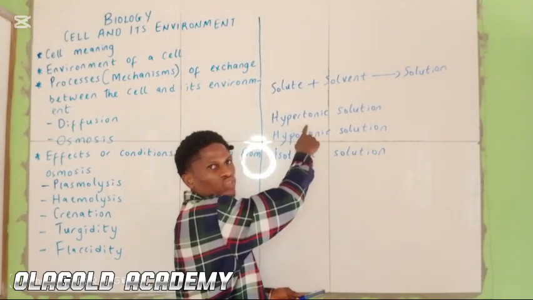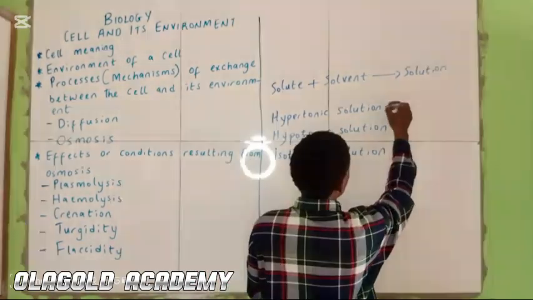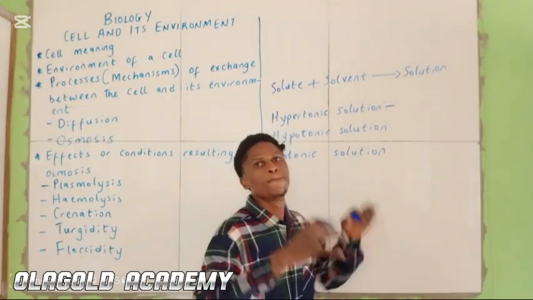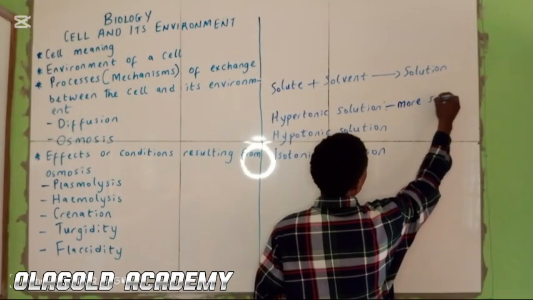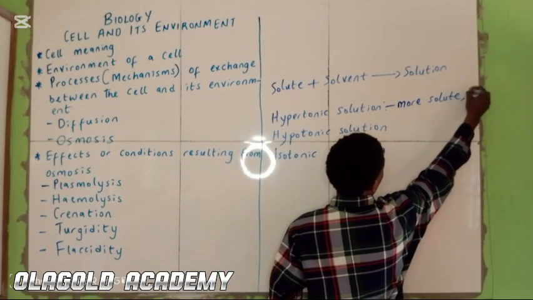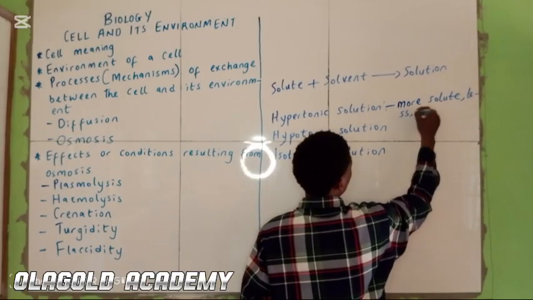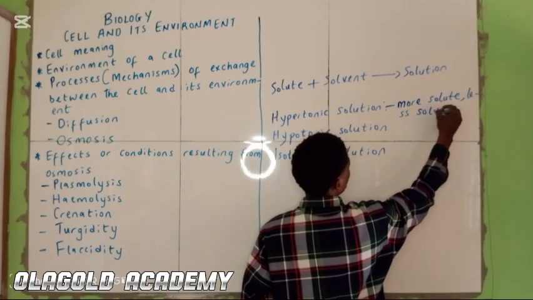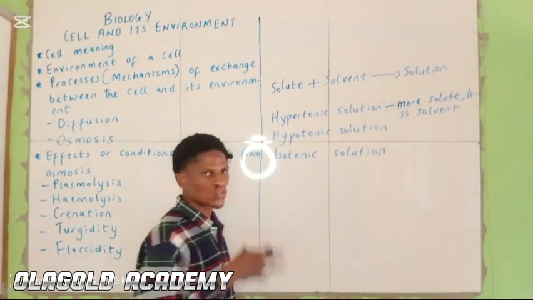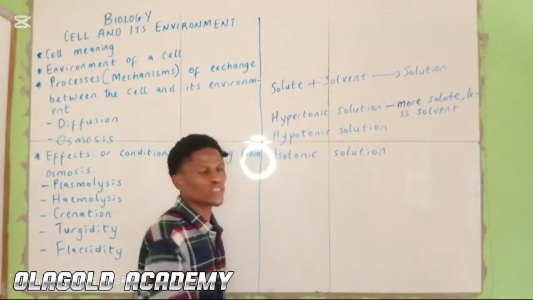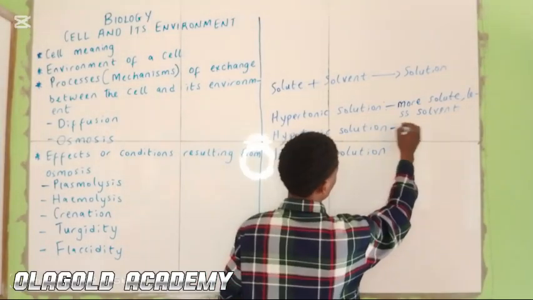Now, hypertonic solution is when a solution contains more solutes and less water. More solutes, let me say less solvent. Hypotonic solution is when a solution contains less solute, more solvent.